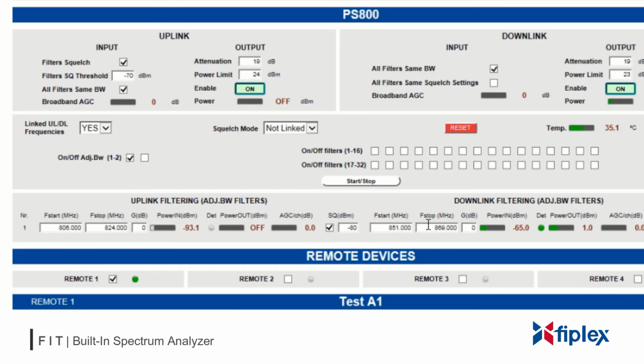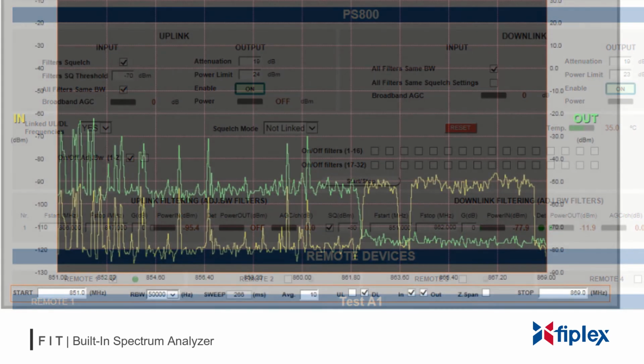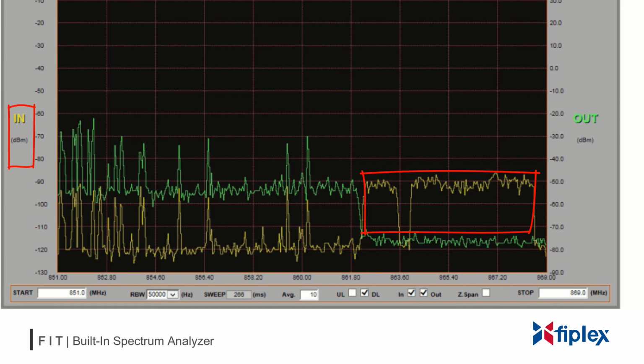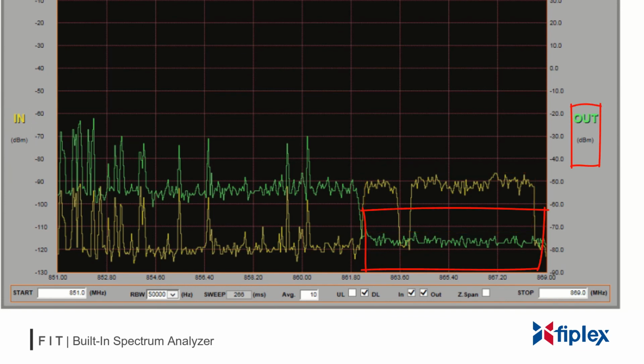As an example of the spectrum analyzer's usefulness, let's filter out the 800 band commercial cellular signals by limiting the upper passband to 862 MHz. Notice the yellow input trace shows the cellular signals, but now the green output trace shows no amplification of those signals.